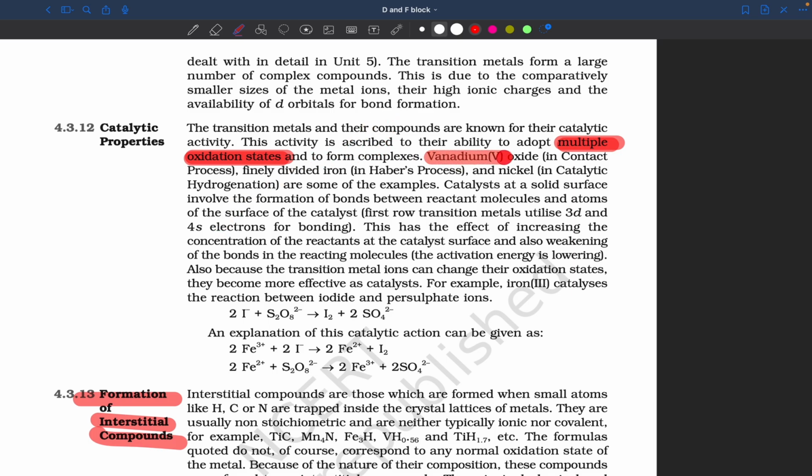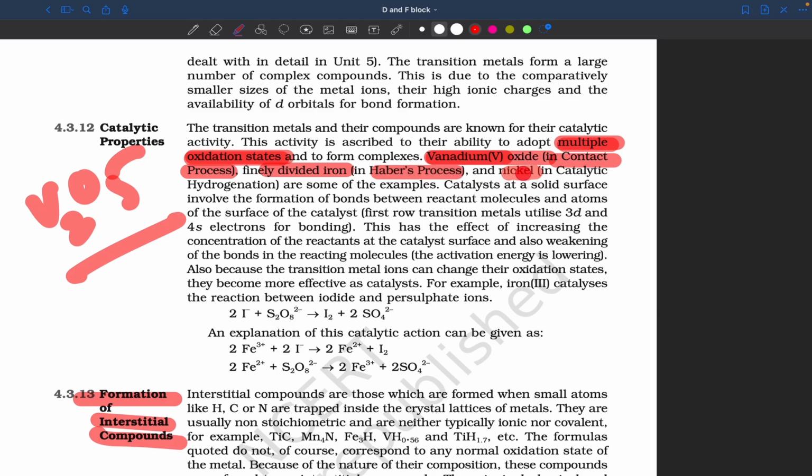So vanadium pentoxide, V2O5, acts as a catalyst in the contact process. Finely divided iron acts as a catalyst in Haber's process. Nickel is used in catalytic hydrogenation of unsaturated oils. Catalysts are solid surfaces which are involved in the formation of bonds between reactant molecules and atoms on the surface of the catalyst. First row transition metals use 3d and 4s electrons for bonding.